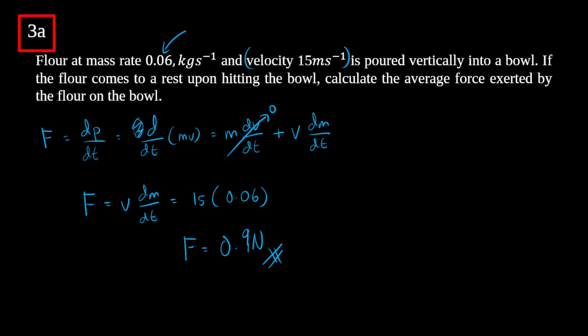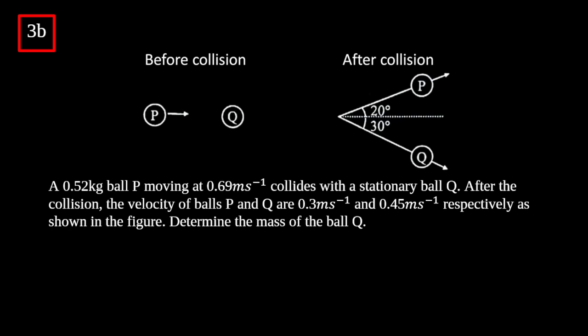So let's look at the second part of question 3. We're given a diagram, two balls before and after the collision, and the question goes, a 0.52 kilogram ball P moving at 0.69 meters per second collides with a stationary ball Q. So here we know Q initially is going to have 0 initial velocity. After the collision, the velocity of balls P and Q are 0.3 and 0.45 meters per second respectively, as shown in the figure. So this is the figure. Determine the mass of the ball Q.